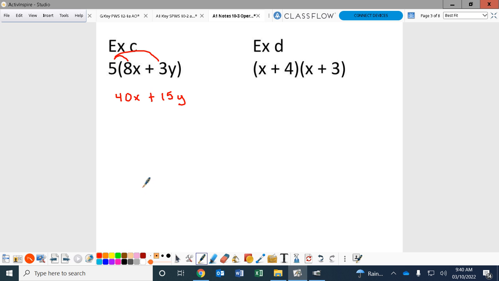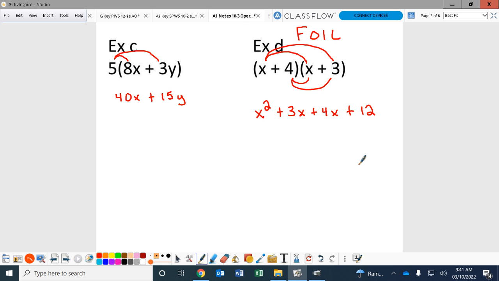Okay, on the next one, guys, what is the acronym that goes with this? FOIL. F-O-I-L. FOIL. First, outer, inner, last. This is going to continue to show up so much. You've got to know how to deal with this, guys. So x times x would be x squared. x times 3 would be 3x. 4 times x would be 4x. And 4 times 3 would be 12.